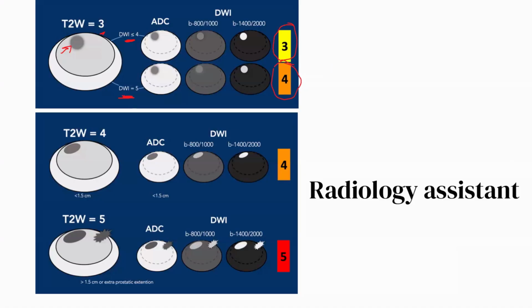4. If we have score 4, if we have a mesh-like lesion, and this mesh-like lesion on the T2 weighted image is score 4, this one will be PIRADS 4. If it is score 5 on the T2 weighted image, it will be PIRADS 5. So these are the guidelines. This is PIRADS version 2.1.